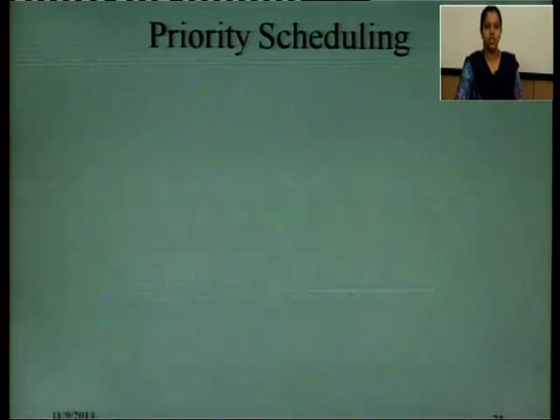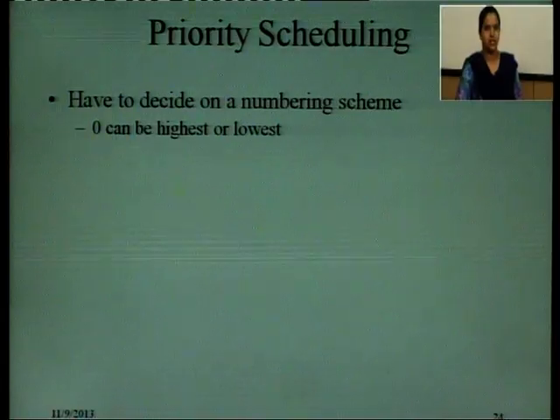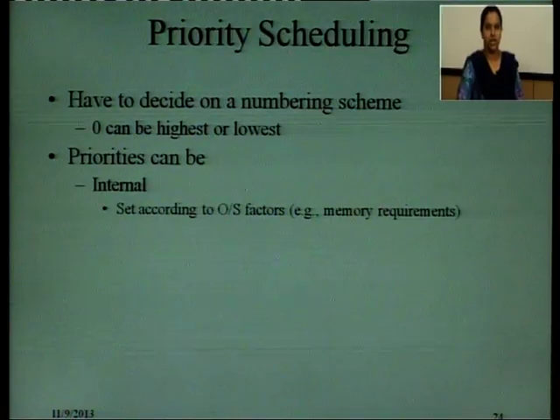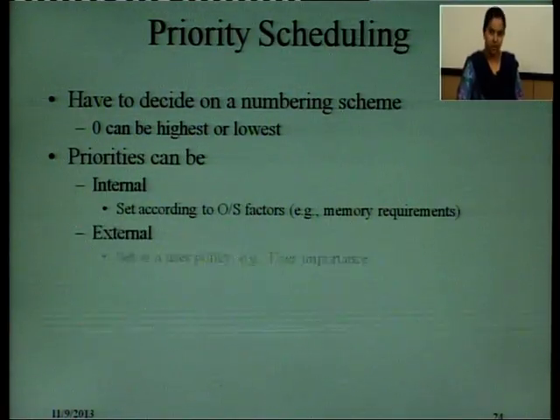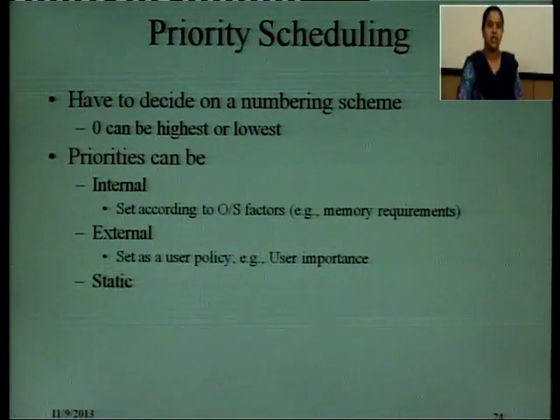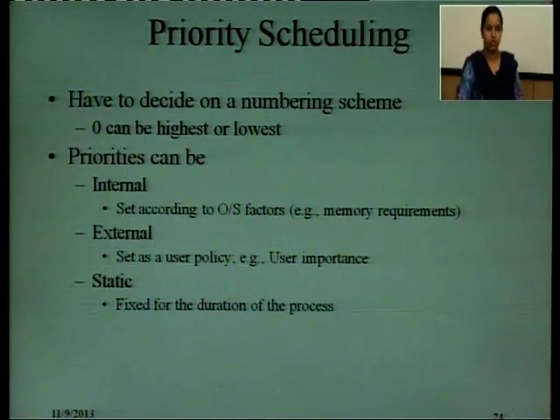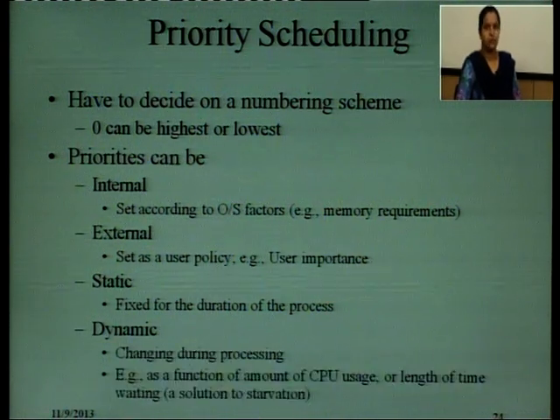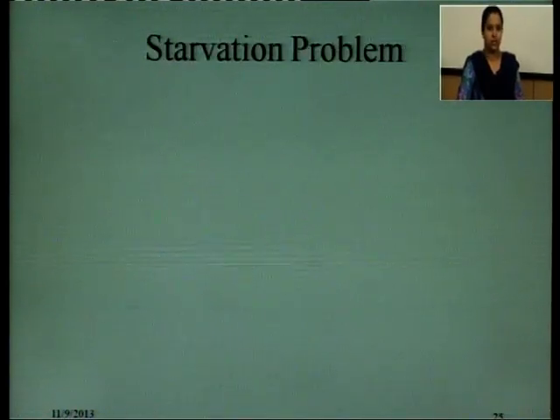Next comes priority scheduling. In priority scheduling we have to decide on a numbering scheme, 0 for the highest or lowest, meaning we have to assign a priority to each process. Priorities can be internal, set according to operating system factors. They can be external, set by user policies. They can be static, fixed for the duration of the process, or dynamic, changing during the process, for example as a function of the amount of CPU use, the length of time, etc.